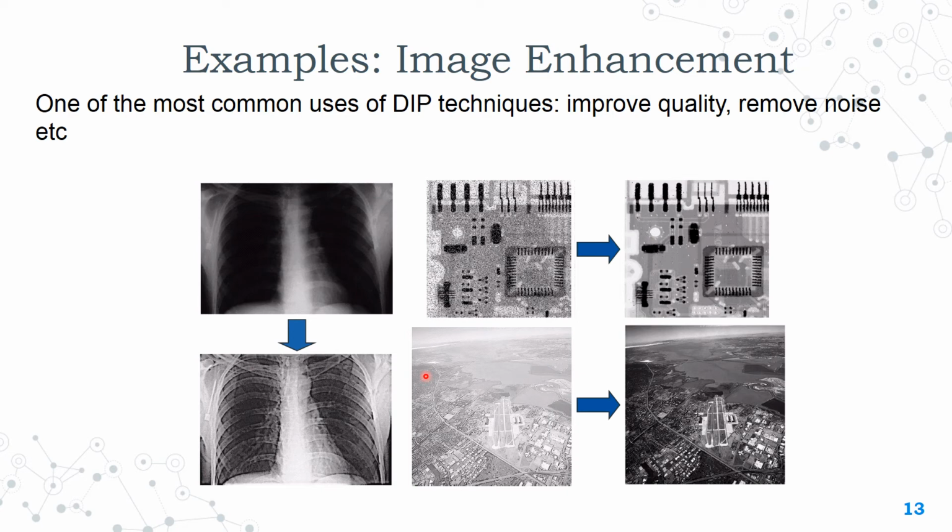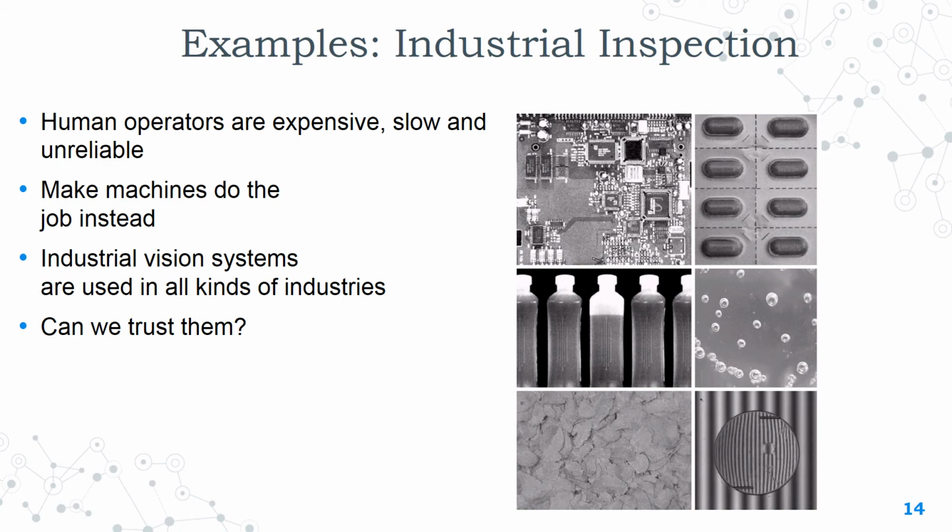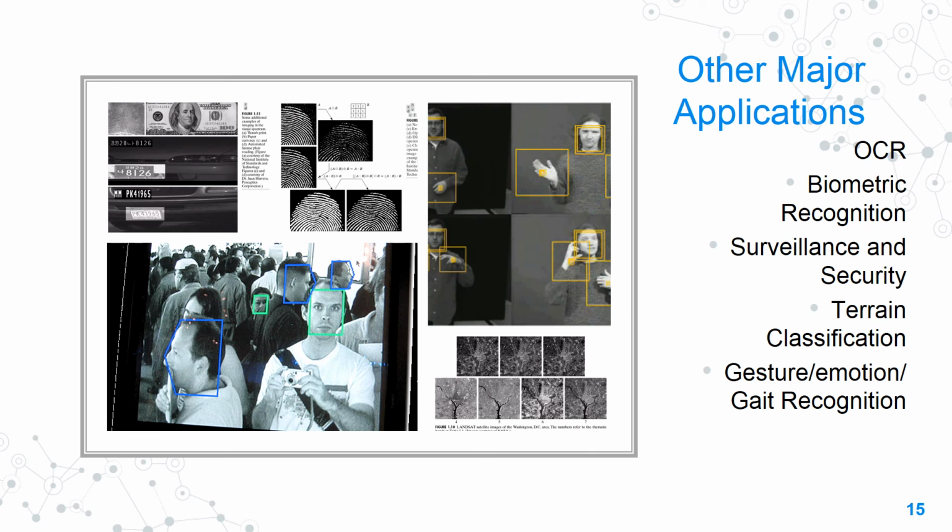Here is an example of aerial photography which, probably due to atmospheric turbulence, is not able to give us better visual information, and we processed it. In the same way, for industrial inspection we can use image processing. Other applications can be optical character recognition, biometric recognition, surveillance and security, terrain classification, and gesture and emotion recognition.